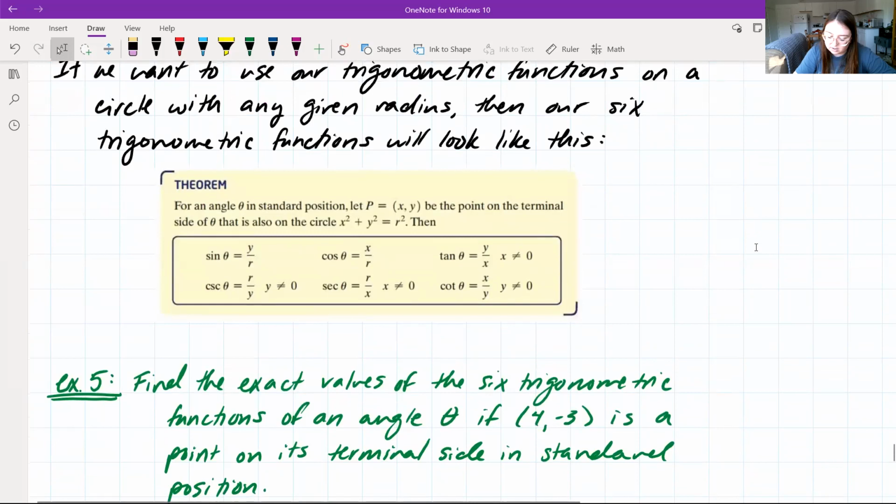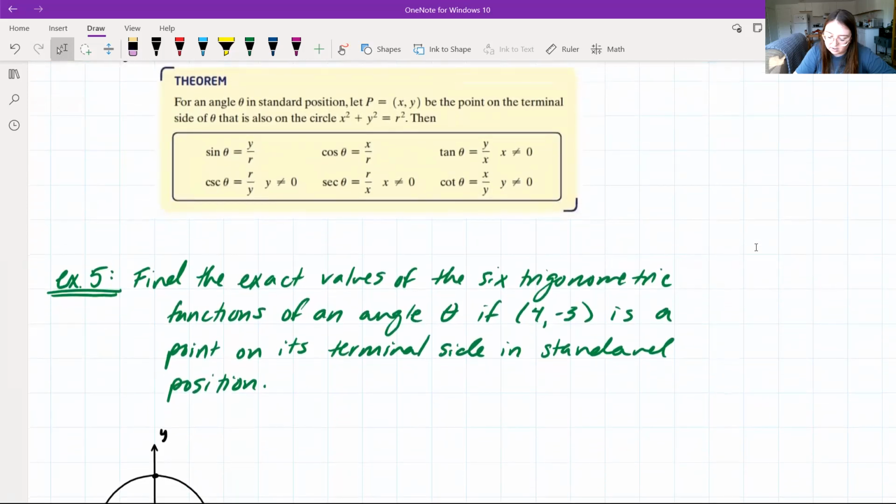Now we have to say that for any angle theta in standard position, we're going to let our point P be the point on the terminal side of theta that is also on the circle x squared plus y squared is equal to r squared. Then sine of theta is going to equal y over r. Cosine of theta is going to be equal to x over r. Tangent of theta is going to be y over x, where x doesn't equal 0. Cosecant of theta is going to be r over y, where y does not equal 0. Secant of theta is going to be equal to r over x, where x is not equal to 0. And cotangent of theta is going to be equal to x over y, where y is not equal to 0.